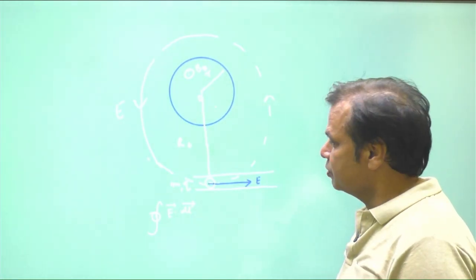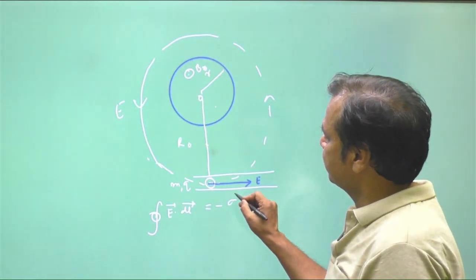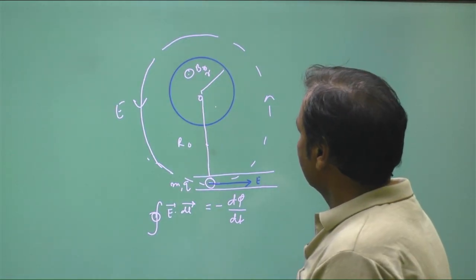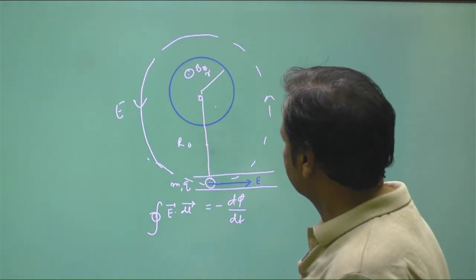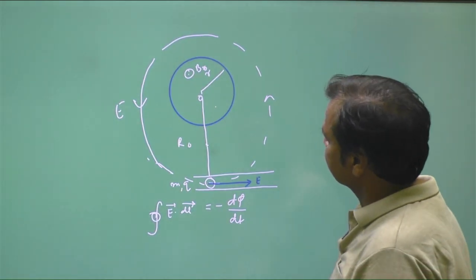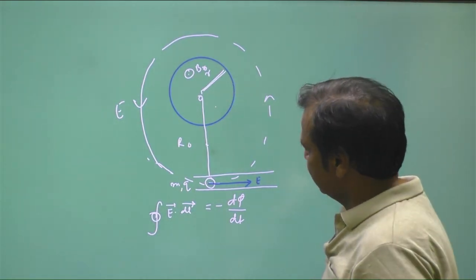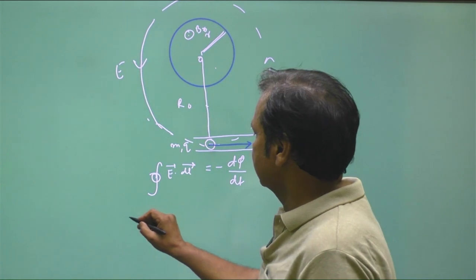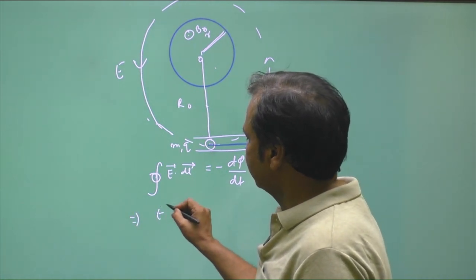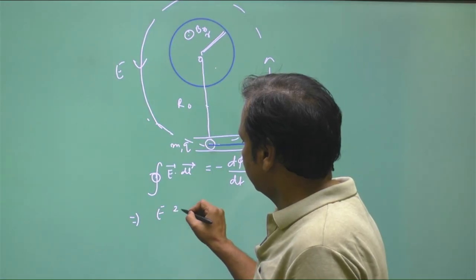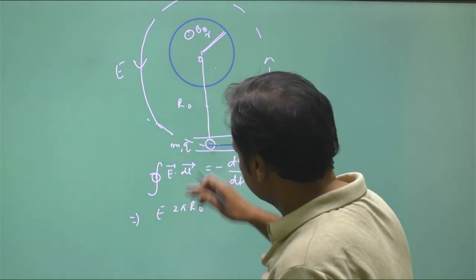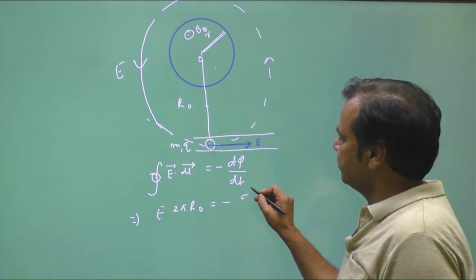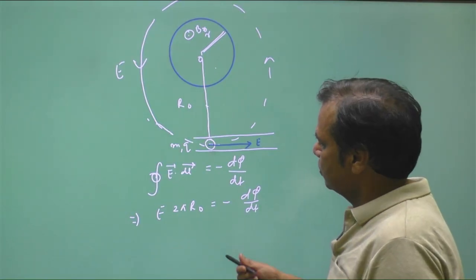I'm going to calculate this integration on a closed loop of radius r naught, and that will be equal to the rate of change of flux. I know the initial flux and I know the final flux, so I'm going to write something like this. This E dot dl will be simply E 2 pi r naught. This is the radius, and that will be minus d phi by dt, okay?